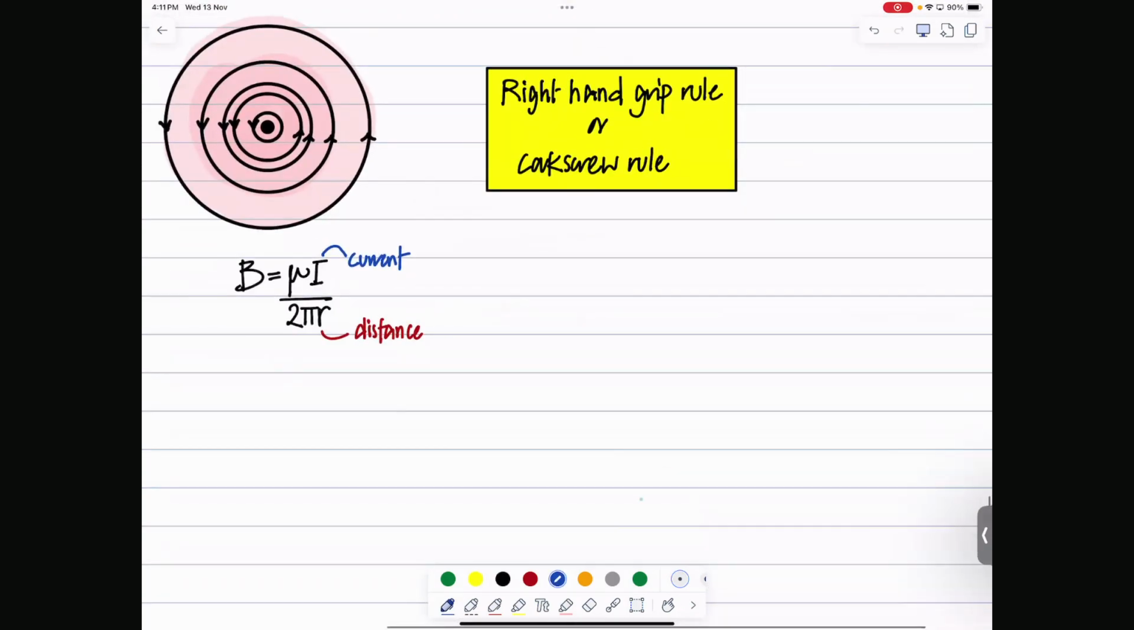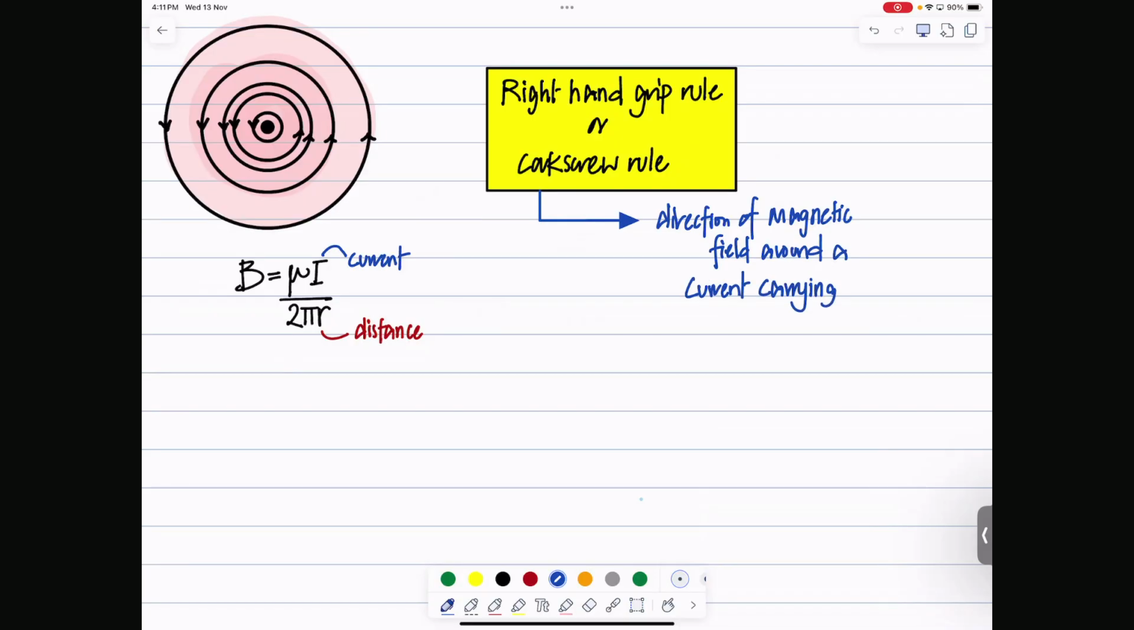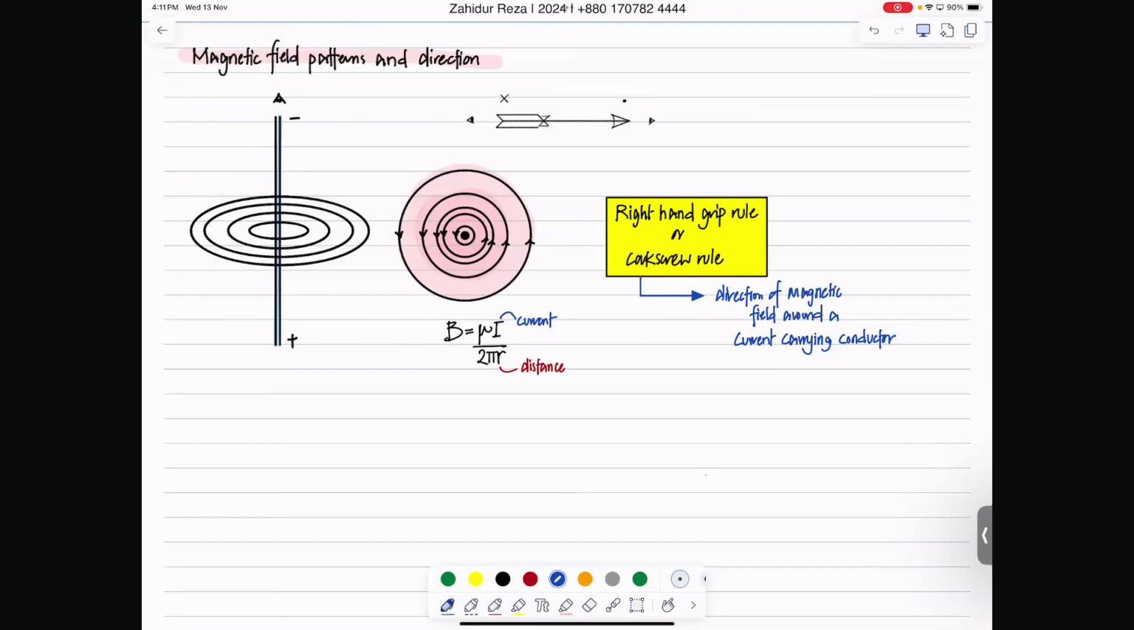You have to know what it does. It allows you to find the direction of magnetic field around a current carrying wire. That's it. So direction of magnetic field around a current carrying wire or current carrying conductor. It doesn't need to be a wire, anything of similar sorts. Okay, so this is the current carrying wire. This is the first one out there.